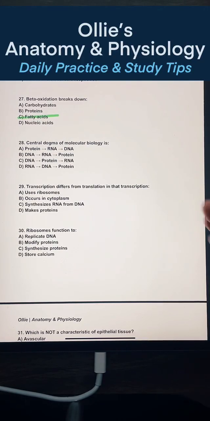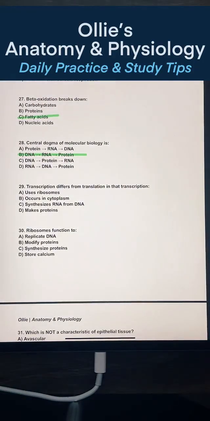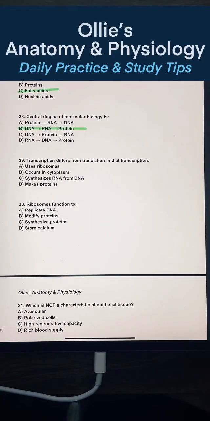But number 28, the answer is B. It is DNA to RNA to protein. Genetic information flows from the DNA to the transcription of that DNA to RNA, and then it gets translated, so translation into a protein. Now, speaking of this, so again, we have our transcription versus translation.